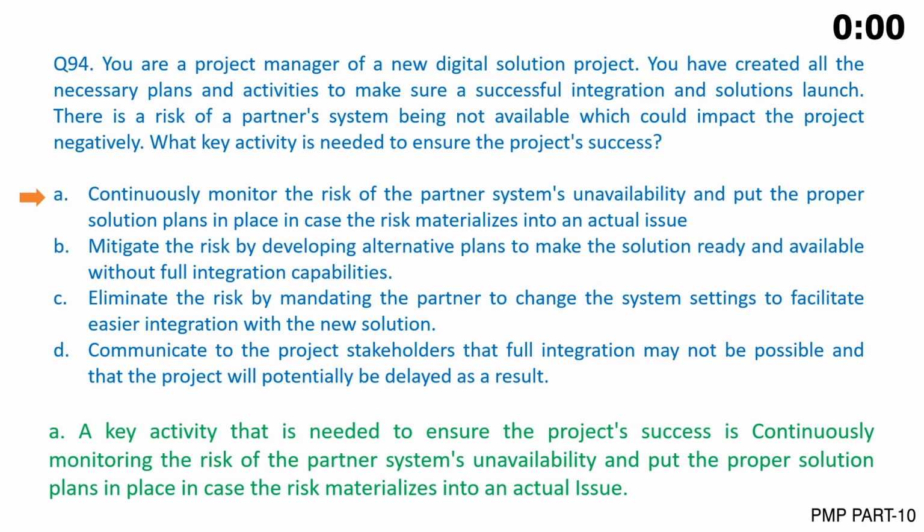The correct answer is A. A key activity that is needed to ensure the project's success is continuously monitoring the risk of the partner system's unavailability and putting the proper solution plans in place in case the risk materializes into an actual issue.